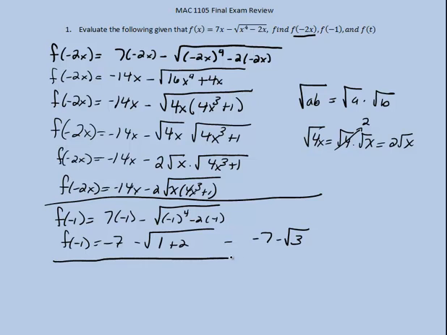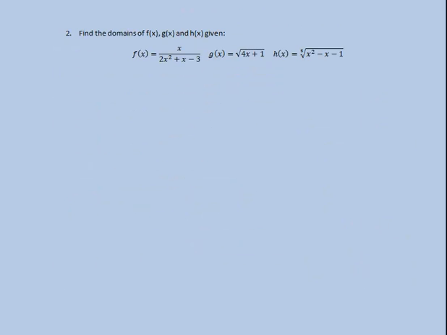And f of t is actually relatively nice, because everywhere we see an x, all we're going to have to do is plug in a value of t. So we will have 7 times t minus the square root of t to the fourth minus 2t. And that concludes number 1.